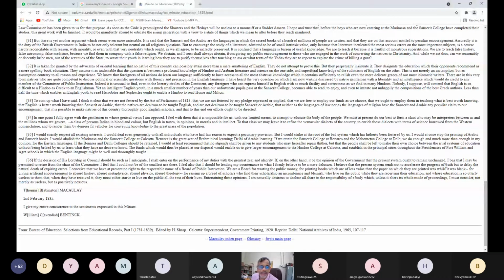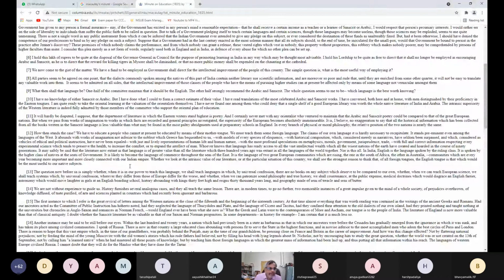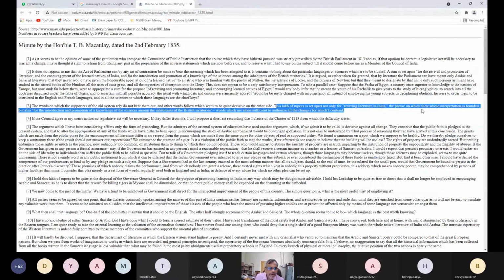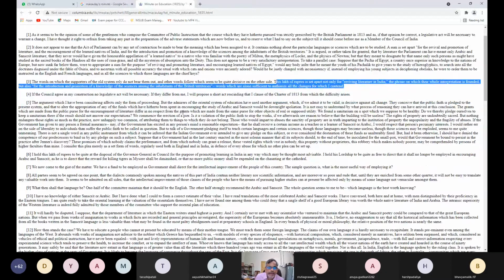So look at this screen that I'm sharing. This is the famous minute by Honorable T.B. Macaulay. Can you see this on your screen? 2nd February 1835. Can you see? Yes, sir. And this is the minute which decided upon 1 lakh rupees, set apart not only for reviving literature in India, but also for introduction and promotion of knowledge of science among the inhabitants of British territory, right?